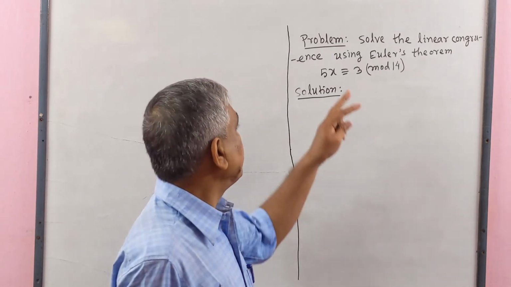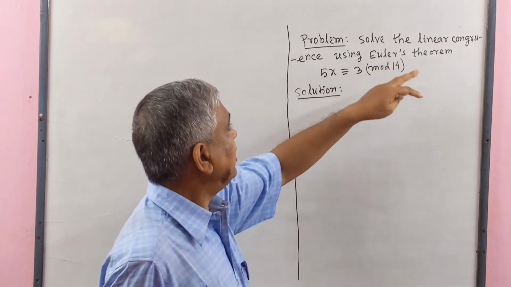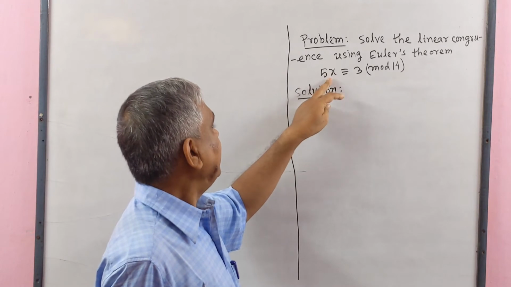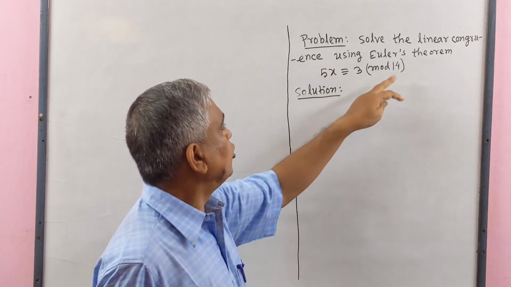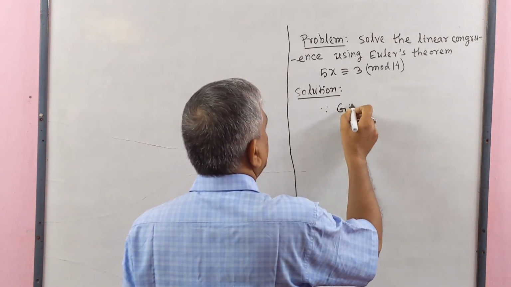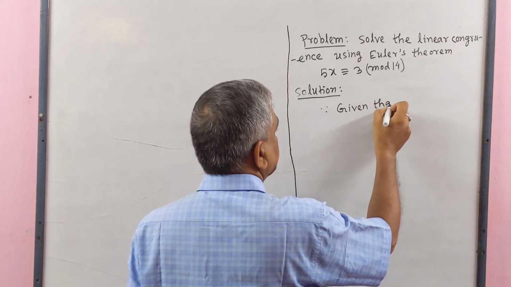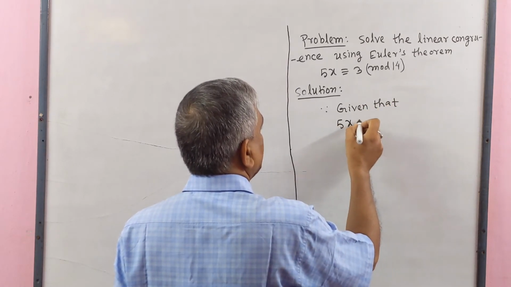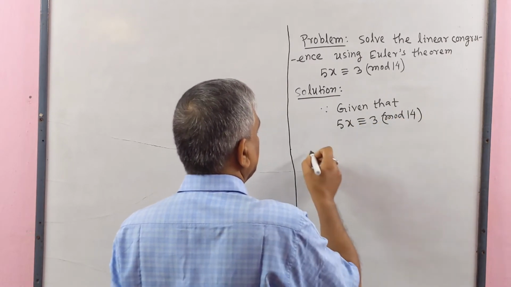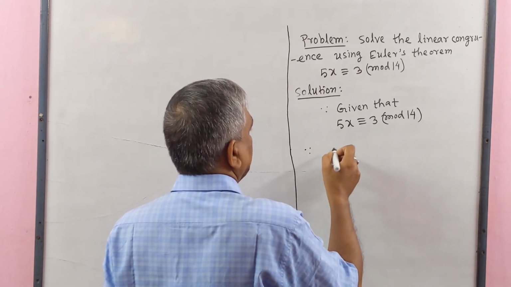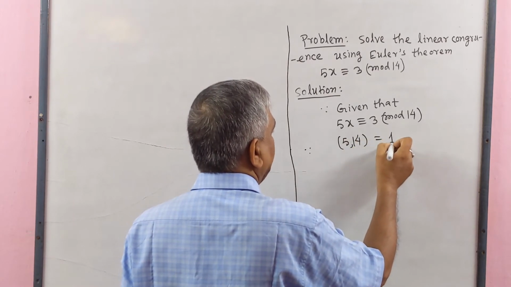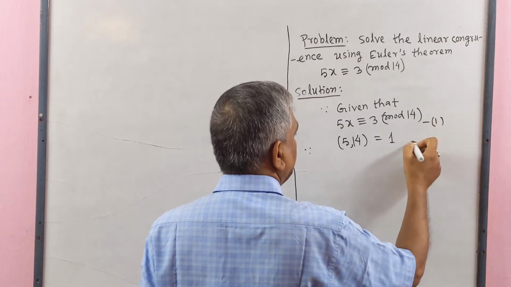Now we solve the next problem. Problem is solve the linear congruence using Euler's theorem. 5x is congruent to 3 modulo 14. Since given that 5x is congruent to 3 modulo 14, since GCD of 5 and 14 equal to 1. This is number 1, this is number 2.